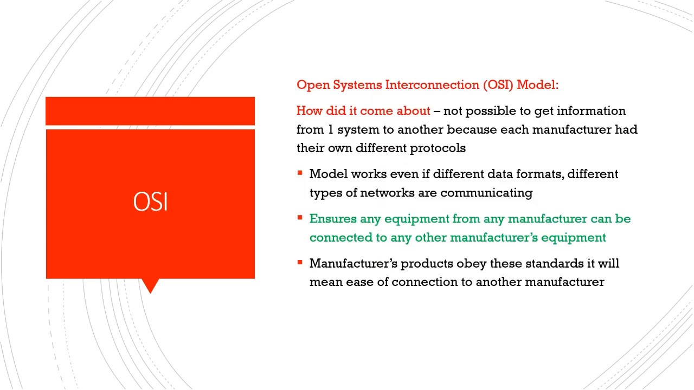So the OSI model, which stands for the Open Systems Interconnection Model. Well, how did this come about? Well, the OSI model came about because it wasn't possible to get information from one system to another because each manufacturer had their own different protocols. So this model was invented to work even if different data formats had information being sent between them, so different types of networks could then communicate. It ensured that any equipment from any manufacturer can be connected to any other manufacturer's equipment. So therefore the manufacturers' products will obey these standards, and it will mean the ease of connection to another manufacturer's products.